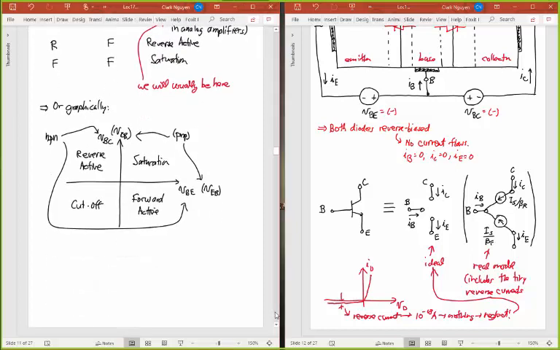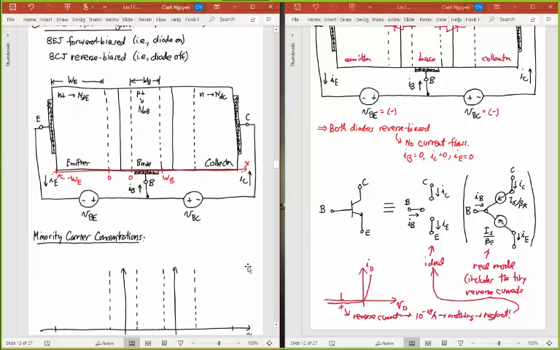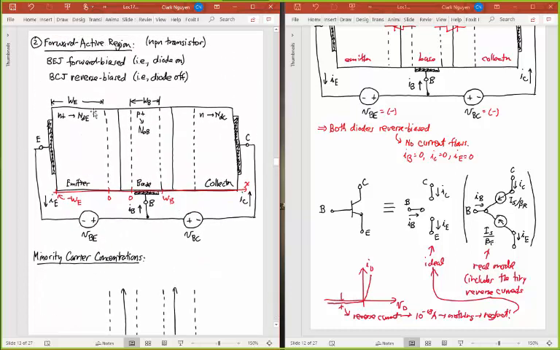Okay, that was pretty simple. Let's now move on to a more interesting region of operation, the one that I said we would use most, and that is the forward active region. So here's an example of forward active. I have, again, my base, emitter, collector. I've got a junction across this here.